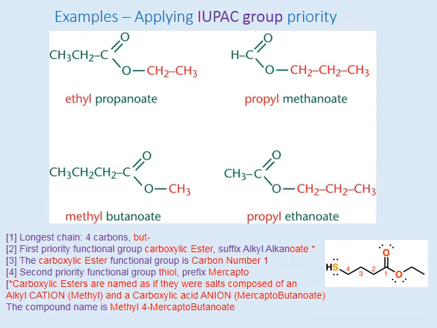But there is the thiol substituent. The prefix is mercapto, due to the functional group having the ability to capture mercury and lead. From this, we get the compound name, methyl, 4-mercaptobutanoate.